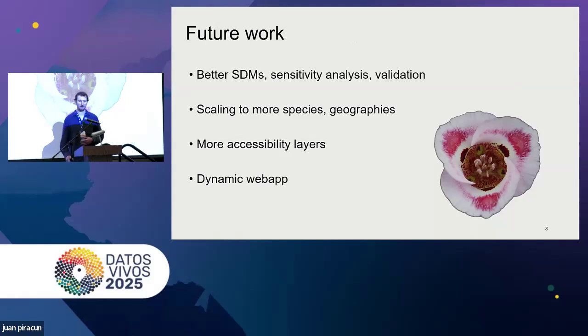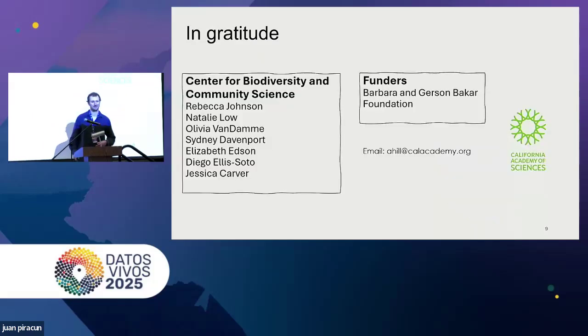And finally, again, this is very preliminary work on our end. We want better SDMs that incorporate more than just the 19 bioclimatic variables. We think a lot more might be important. We want to scale to more species and geographies. I just started with California plants because that's where my expertise is. More accessibility layers, thinking about roads, distance to roads, different transit options as well. And then eventually producing a dynamic web app, like something that Michael Pocock showed yesterday with the Decide web tool, but oriented more towards community science organizers and at a larger geographic scale. All right, thank you very much.